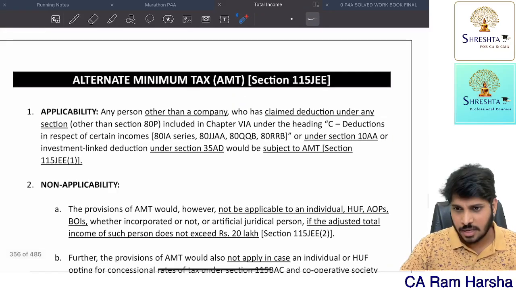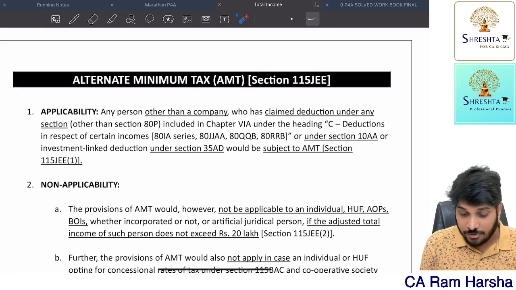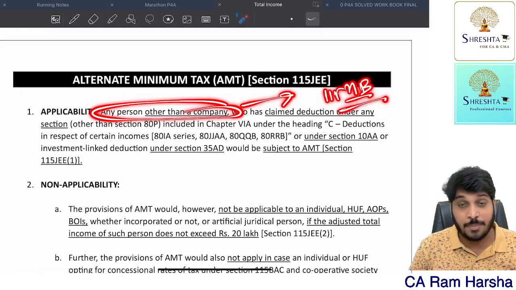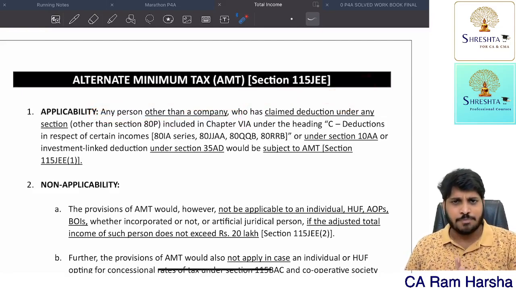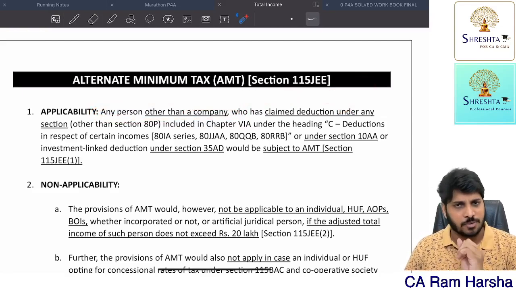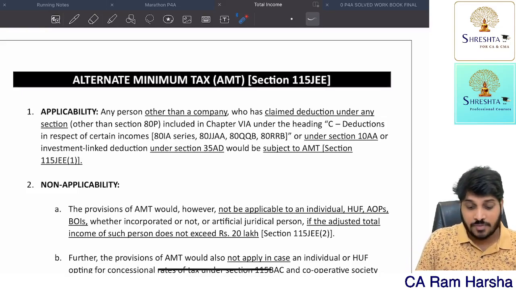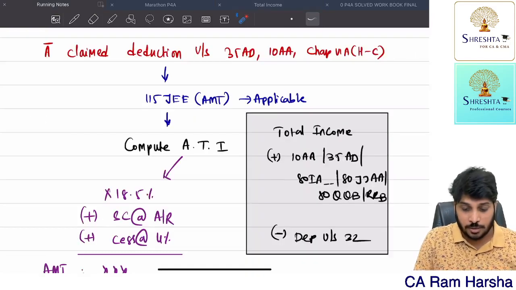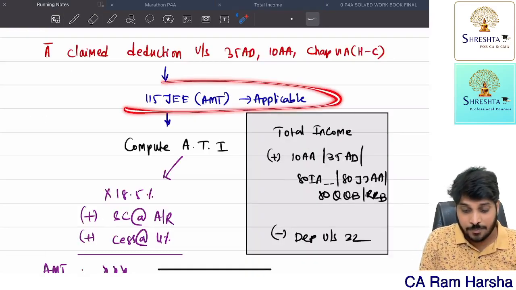This provision is applicable for any person other than a company. For a company, the 115JB provision is there, a separate provision. Company-related taxation we don't have at CA Inter. At CA Inter, we only have individual and partnership firm taxation. So if any person has claimed a deduction under these provisions, for him the AMT provision is applicable.